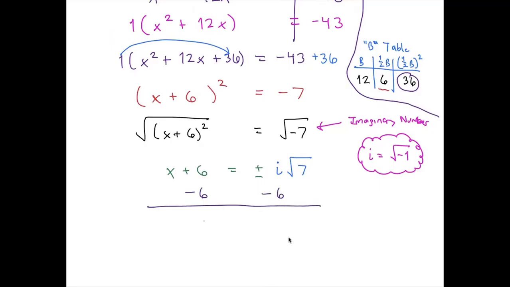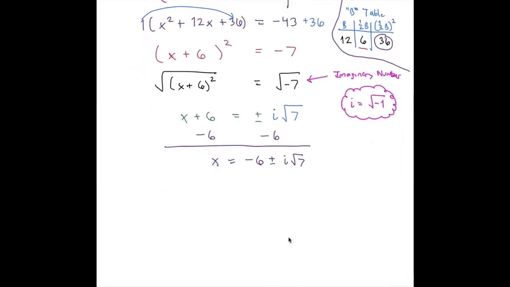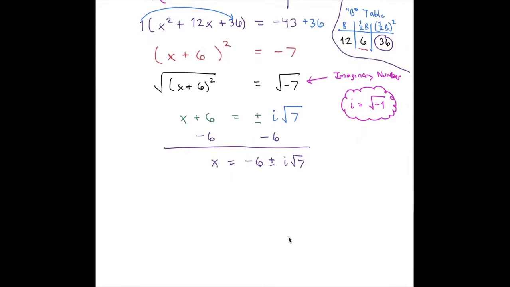So it means we're going to have x on the left equals, on the right, it's going to be -6 plus or minus i square root of 7. And so that's as far as we can go. So that means that all we got to do now is just write our two solutions.